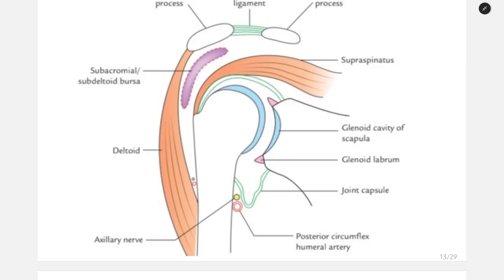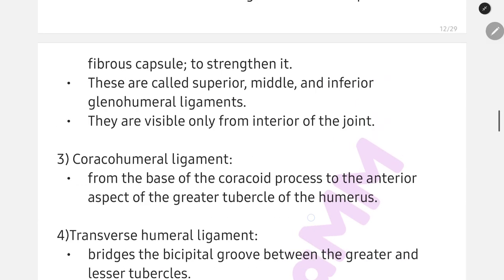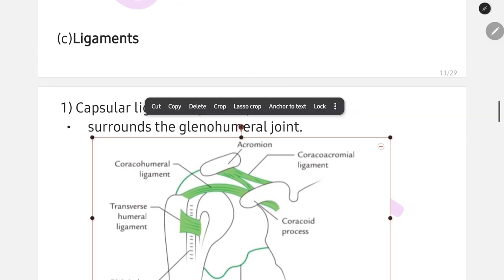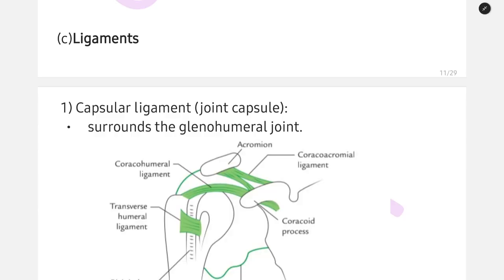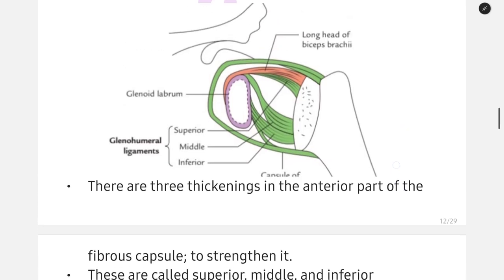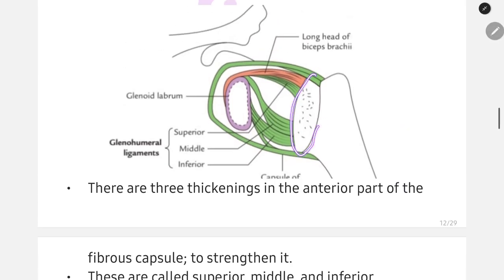Okay, then you have the coracoacromial arch. So it prevents the superior dislocation. And you have the long head of biceps brachii coming here, and it is bridged by the transverse humeral ligament. This long head of biceps brachii prevents its upward displacement. Here you will have the glenoid cavity, and this is the humerus. This glenoid cavity is deepened by a fibrocartilaginous rim, the glenoid labrum.